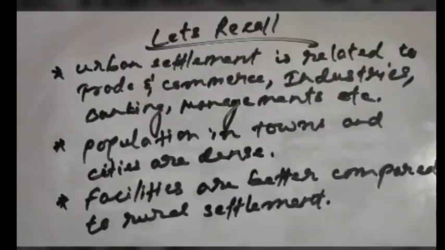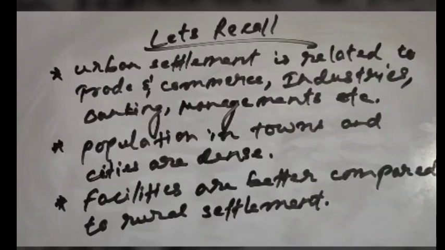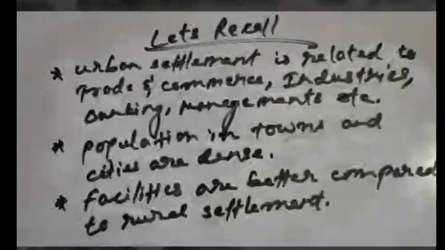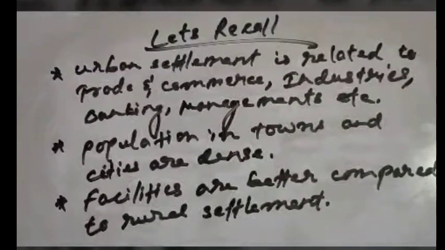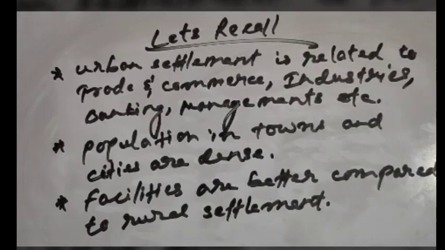So now let's recall what we have learned in this urban settlement. Now we know that urban settlement is related to trade and commerce, industries, banking, management, etc. Then we have also learned that the population in towns and cities is dense compared to the population in villages, that is rural settlement. And then facilities are far better compared to rural settlement. Now at the end, I should be giving you some questions. Same thing, you have to write them in brief in your copies.